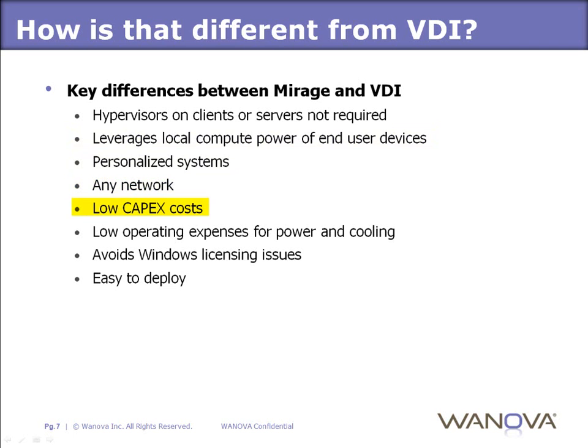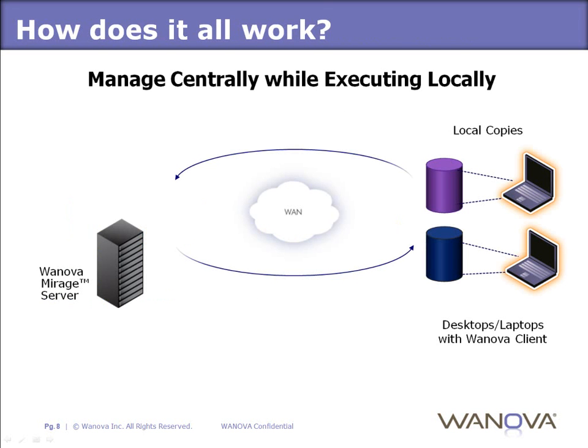Deploying Mirage also has low CapEx costs. One Mirage server can host up to 1,500 endpoints. Not only does Mirage have low CapEx costs for hardware, especially compared to VDI, but since we don't require a massive server backend, we also have negligible power and cooling costs over time as well. And on top of all the CapEx savings, we're also simple to deploy. If Wanova had to wrap up all of these advantages into one idea, it would be this: manage centrally, execute locally.